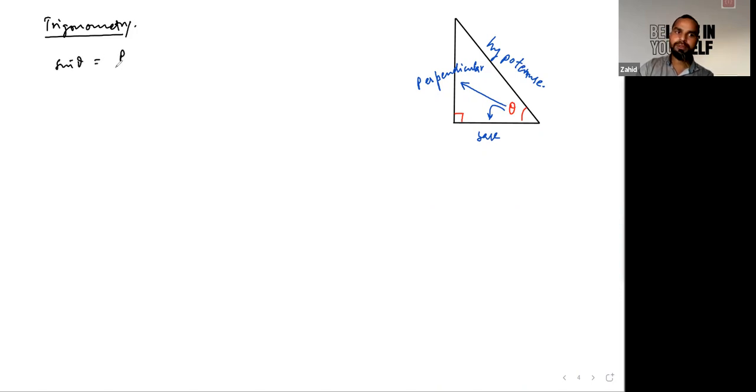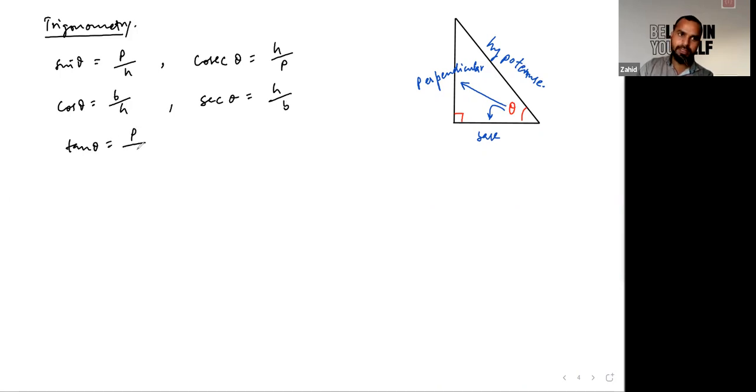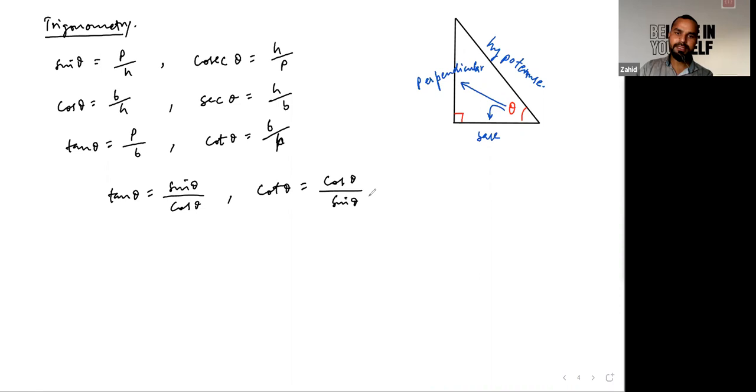First is sine theta, which equals perpendicular by hypotenuse. Its reciprocal is cosec theta, hypotenuse by perpendicular. Next is cos theta, which equals base over hypotenuse, and sec theta, which equals hypotenuse by base. Next is tan theta, which equals perpendicular by base, and cot theta, which equals base by perpendicular. Also, tan theta equals sine theta divided by cos theta, and cot theta equals cos theta divided by sine theta. These are the basic trigonometric ratios.